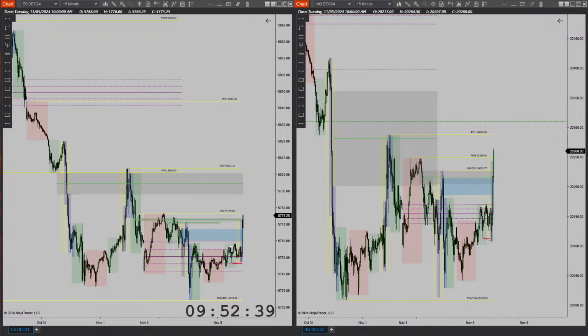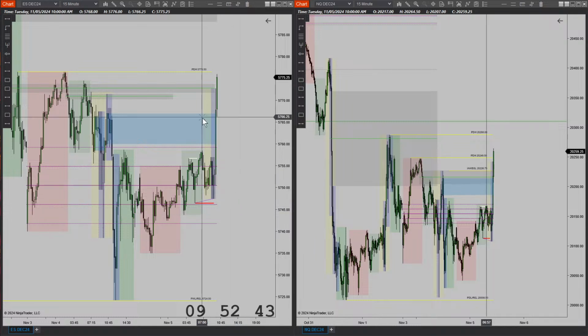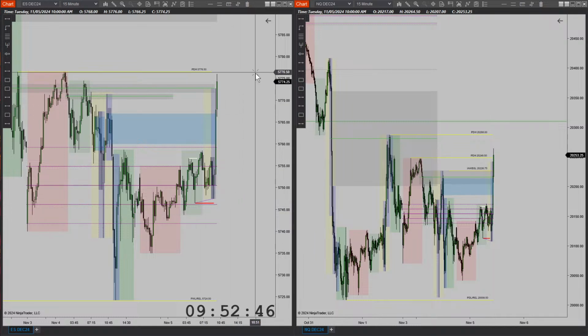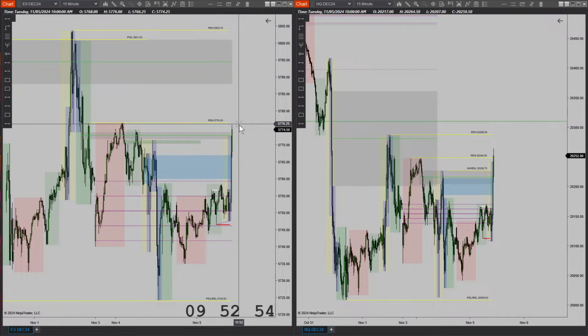Let's see. I think we are going to sweep that high here. As far as getting short in this area, I'm not really too sold on that. But we'll see. Wait, I think we just swept that. Yep, we just did. Okay, good.